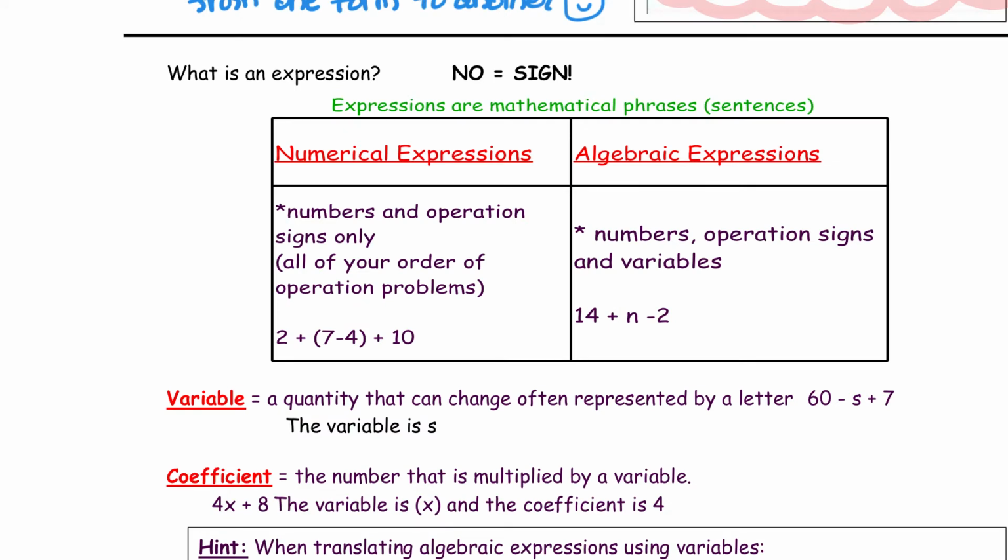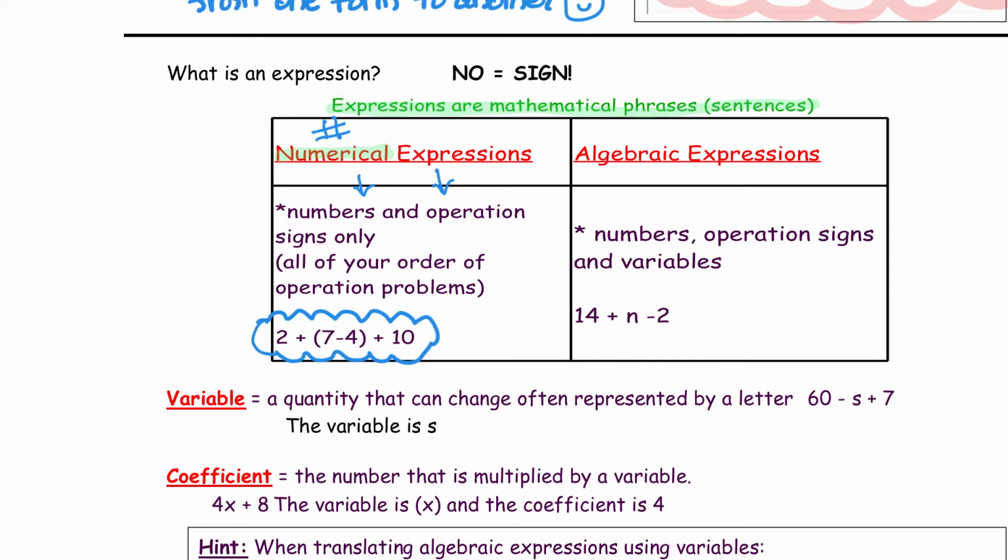So what exactly is an expression? Expressions are mathematical phrases, kind of like sentences without the period. Don't tell your ELA teacher that. A numerical expression, think about it. Numerical represents an expression with numbers only. We think numerical, number. And if we take a look at the terms here, it says numbers and operation signs only, all of your order of operation problems. So all of the order of operation problems that we have been solving so far are called numerical expressions.